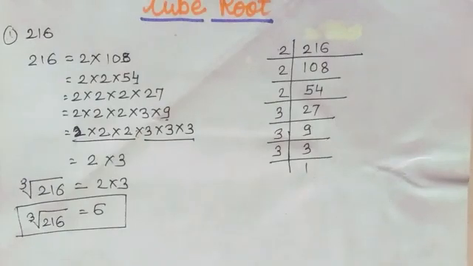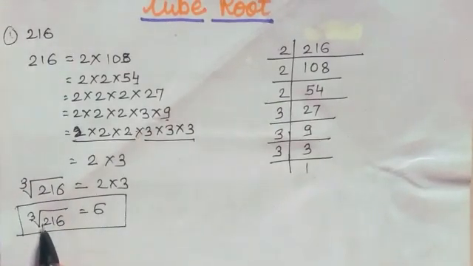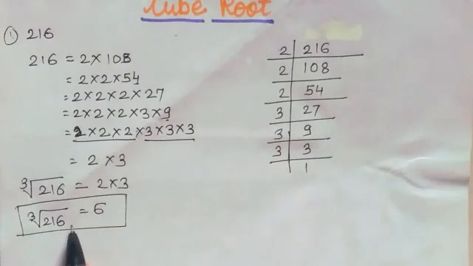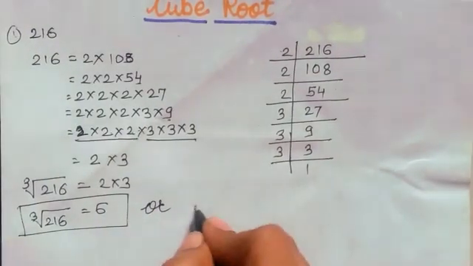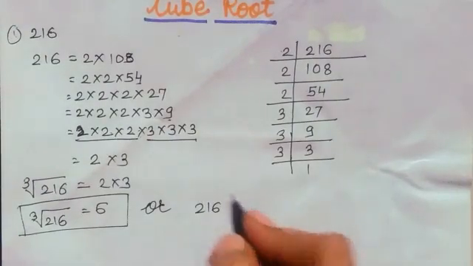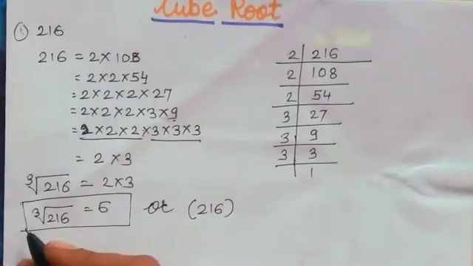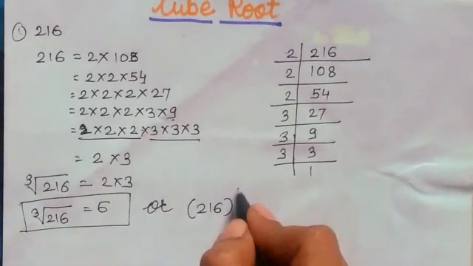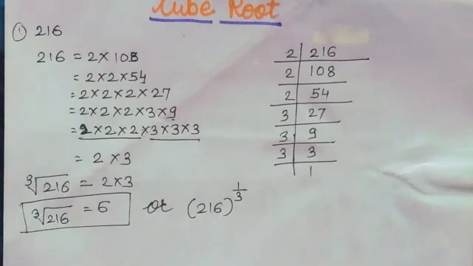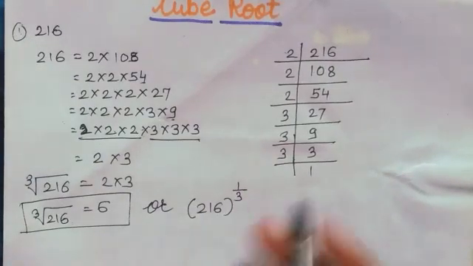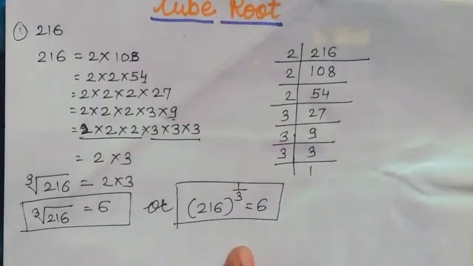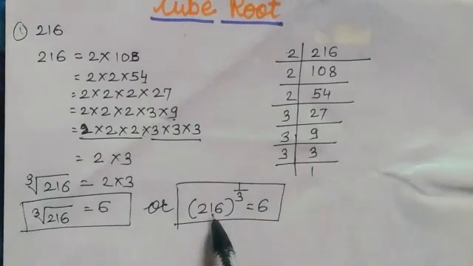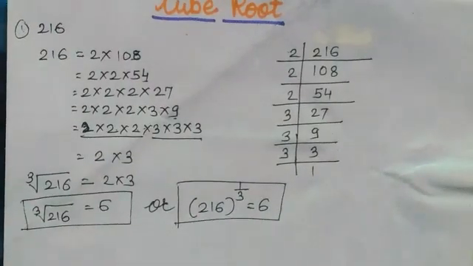So students, as we have studied earlier, the cube root of 216 is 6, and it is also written in another way. It means 216 is the base, and the cube root we can write in index form, that is 1 upon 3. So the cube root of 216 is 6. There are two ways which give us the same meaning. So the cube root of 216 is 6 only.